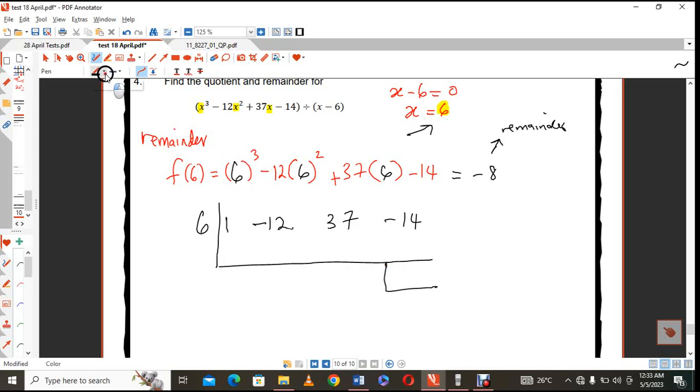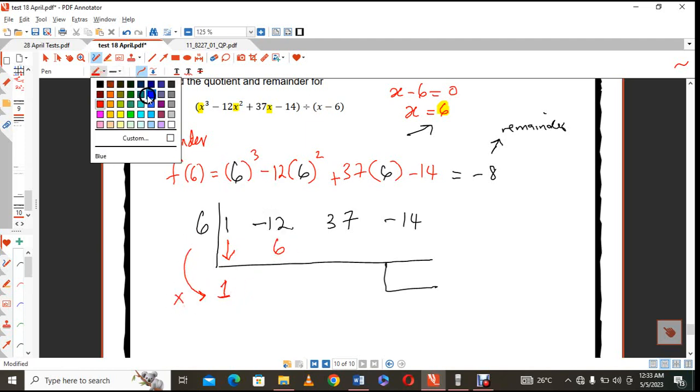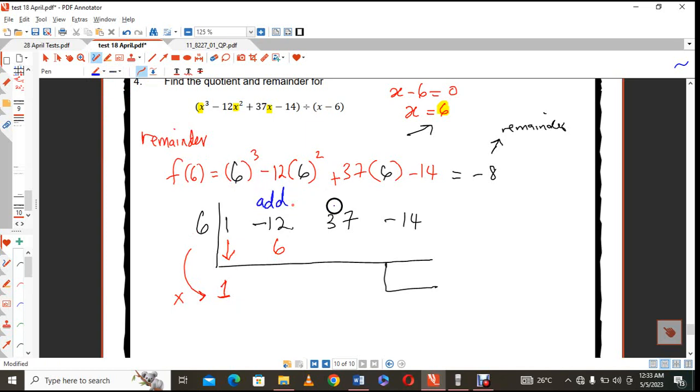Right, so the first thing that you're going to do is bring down this 1 over here, all right? And once you have done it, now we are going to multiply. All right, so 6 times 1 gives you 6. And remember what I said before, we are going to add the columns as we go along, okay? Right, so we're going to have that adding there. Obviously, it's going to give you negative 6. And obviously, if you multiply again, 6 times 6 is 36.